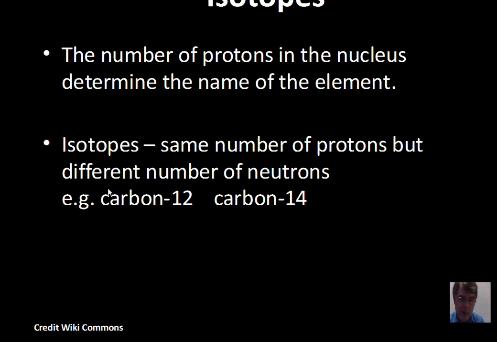Hydrogen has 3 isotopes. There's the normal hydrogen with just 1 proton. There's deuterium, that's 1 proton and 1 neutron. And there's tritium with 1 proton and 2 neutrons. So isotopes, same number of protons, but the number of neutrons varies a little bit.